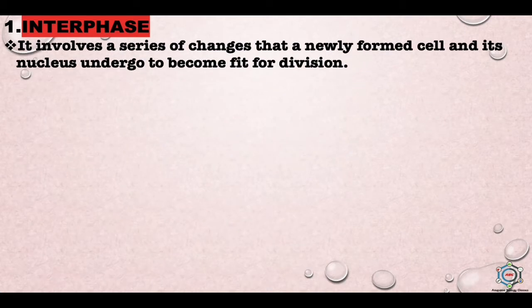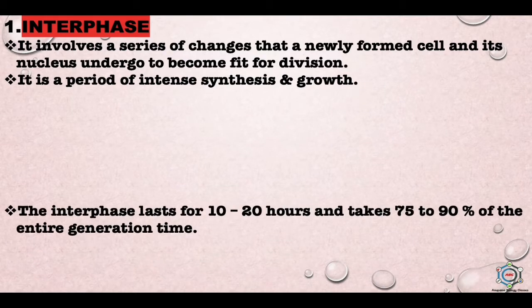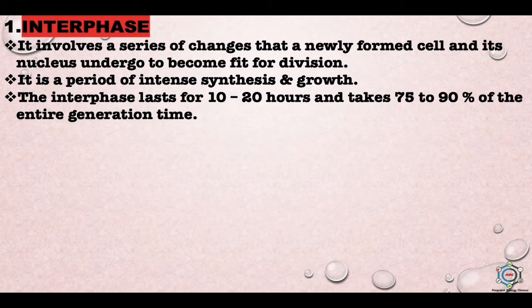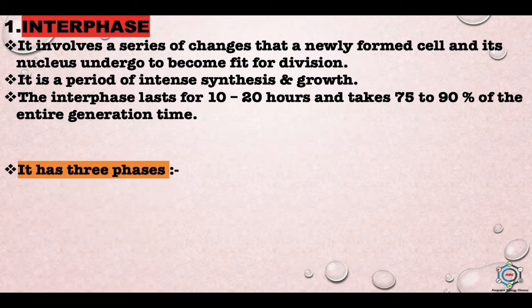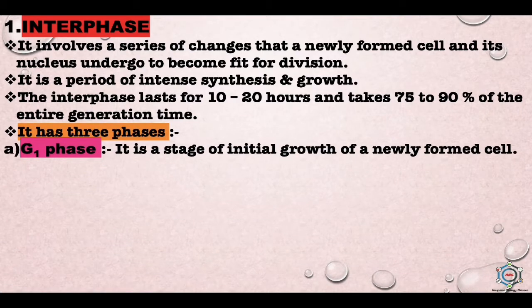Here the first phase is the interphase of the cell cycle. It involves a series of changes that a newly formed cell and its nucleus undergo to become fit for division. It is a period of intense synthesis and growth. The interphase lasts for 10 to 20 hours and takes 75 to 90% of the entire generation time. It has three phases, in which the first one is G1 phase.